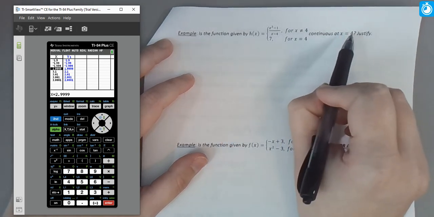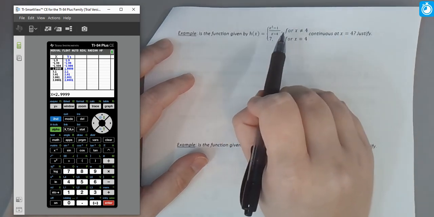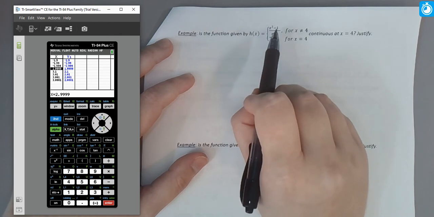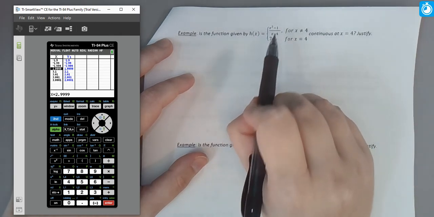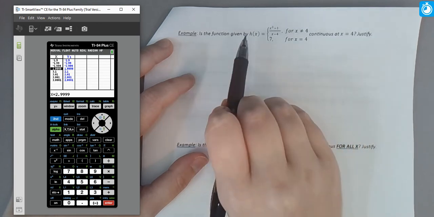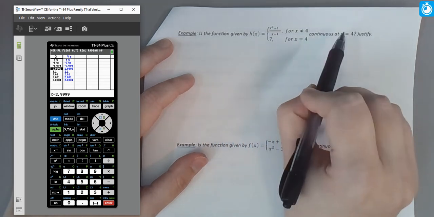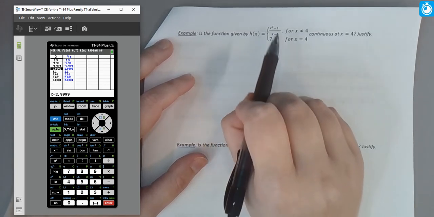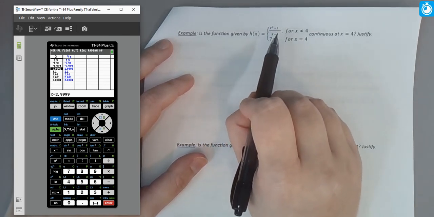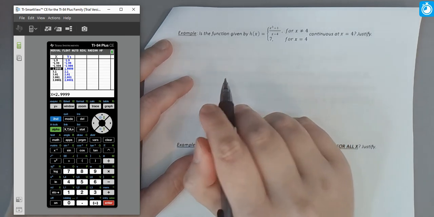Now, what happens exactly at x equals 4? Well, we can't evaluate this particular rule at x equals 4, because if we tried to plug it in, that would give us a 0 in the denominator. So this function is telling us that at x equals 4, we're going to jump to an output of 7, and then for the rest of the domain, we'll follow that original rational function.